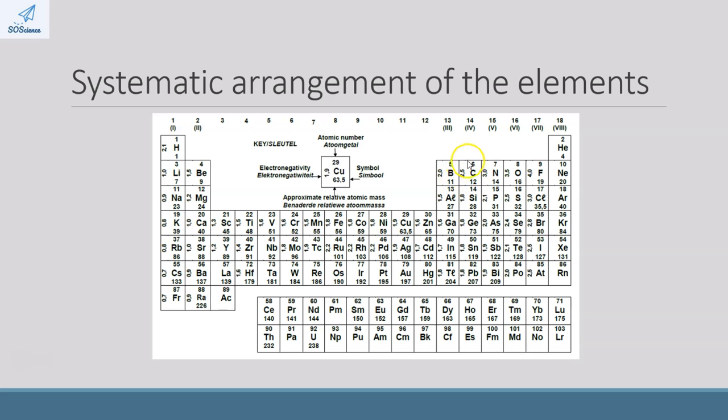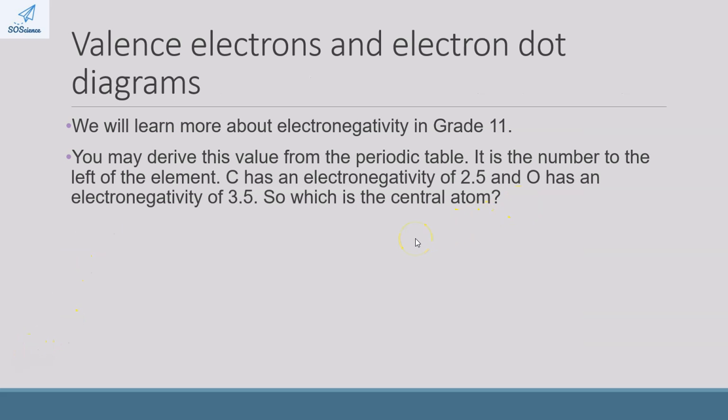So carbon has an electronegativity of 2.5, and oxygen has an electronegativity of 3.5. Now, hydrogen, we said, always goes on the ends, even though it has quite a low electronegativity, so don't forget that as an exception. And back to our carbon dioxide example, which one will be the central atom, carbon or oxygen? Well, carbon has a lower electronegativity, so carbon will be the central atom.